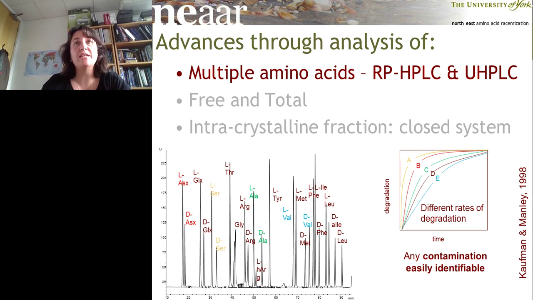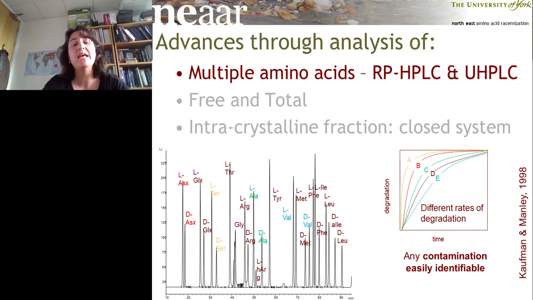So in the old days, you were able to analyze just one chiral amino acid pair, alloisoleucine and isoleucine, because it was very easy to chemically separate using ion exchange chromatography. But now we can separate multiple amino acids using reverse phase LC, and we've just updated this method as a UHPLC method, so being able to analyze very small samples.